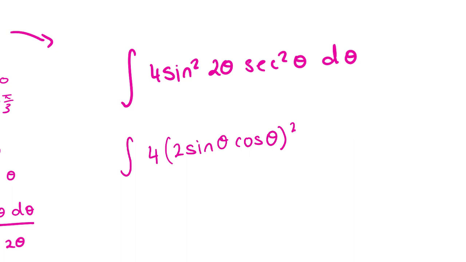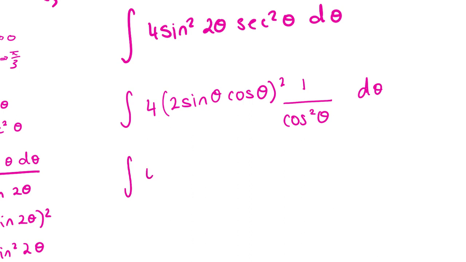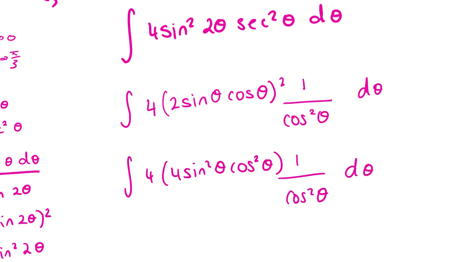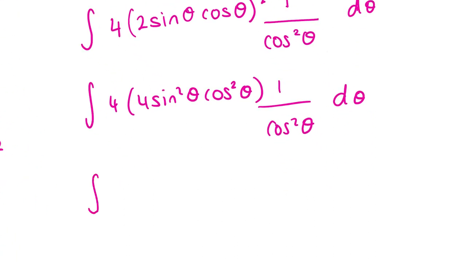Then we have, what's sec squared theta? 1 over cos squared theta d theta. Right, what is 2 sine theta cos theta all squared? It's 4 sine squared theta cos squared theta, multiplied by 1 over cos squared theta with respect to theta. So now we're going to have the integral of 16 sine squared theta. Now, what do we know about cos squared over cos squared? They're going to cancel, so I'm now going to have d theta.